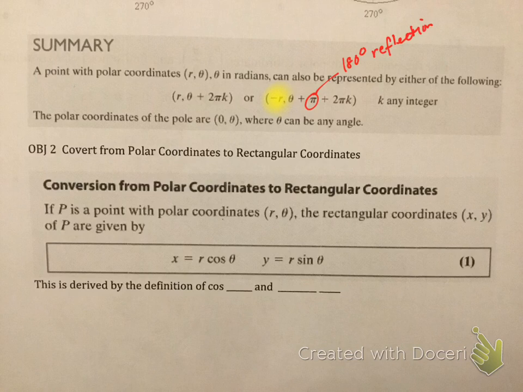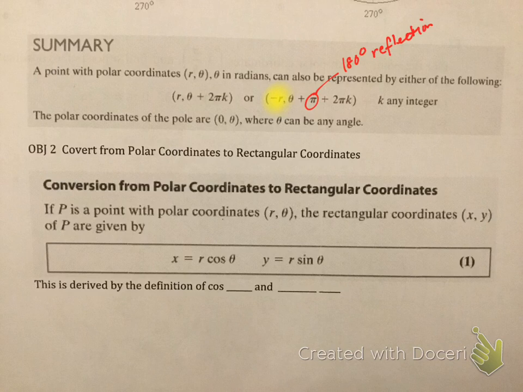All right, we're on objective number 2. Objective number 2 says convert from polar coordinates to rectangular. And to do that, we're going to need some formulas. So if point P is a point with polar coordinates r, theta, the rectangular coordinates x, y of P are given by x equals r cosine theta and y equals r sine theta.